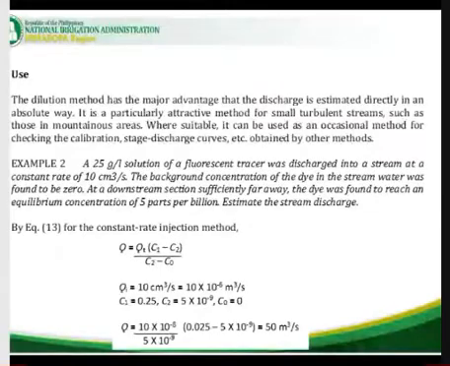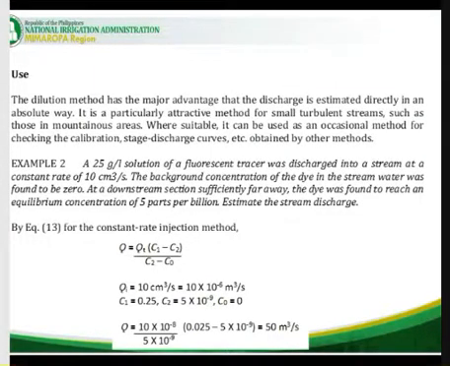The dilution method has the major advantage that the discharge is estimated directly in an absolute way. It is a particularly attractive method for small turbulent streams, such as those in mountainous areas. It can also be used as an occasional method for checking the calibration of stage discharge curves, etc., obtained by other methods.